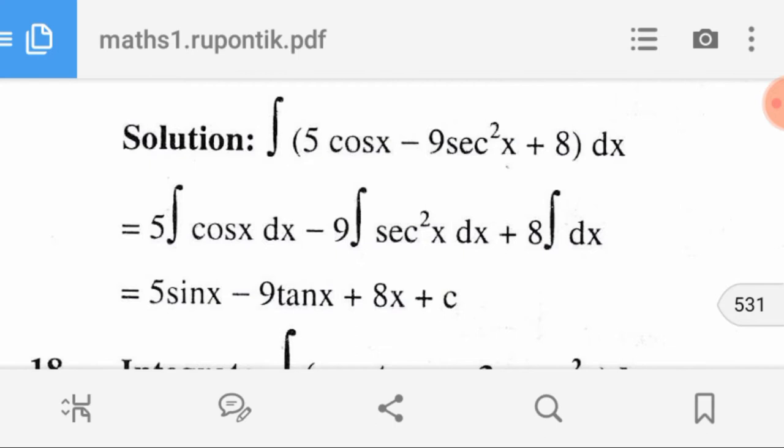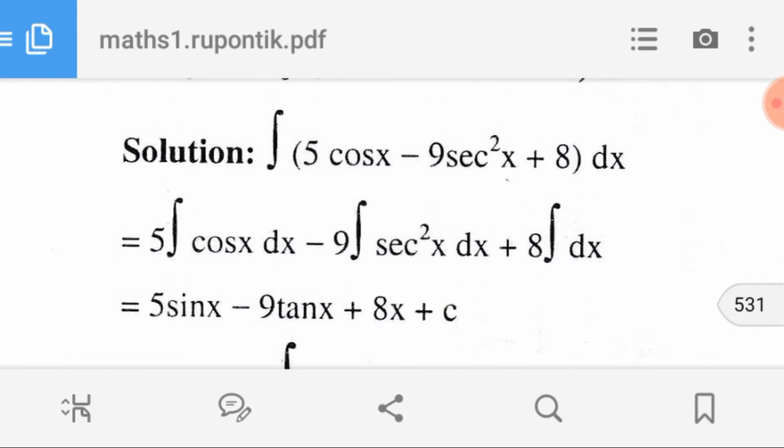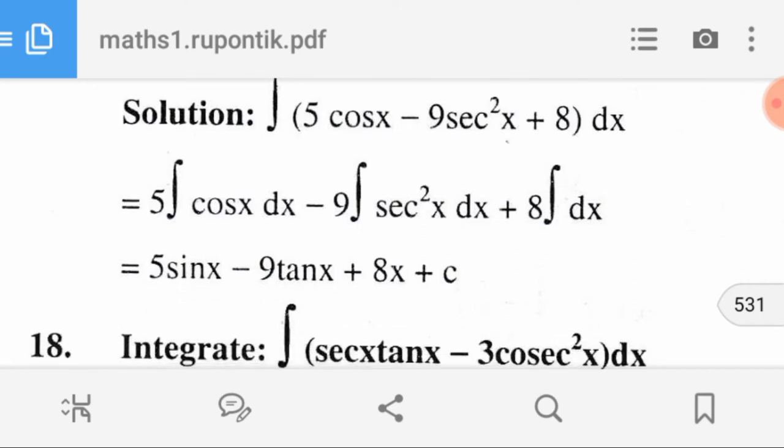But we know that the integral of cos x is sin x, and the integral of sec square x is tan x. So in place of the integration of cos x dx, we put here sin x, and for sec square x dx we can write tan x, and the integration of dx is x, so we put here 8x. So ultimately the integral of the whole expression is 5 sin x minus 9 tan x plus 8x plus c.